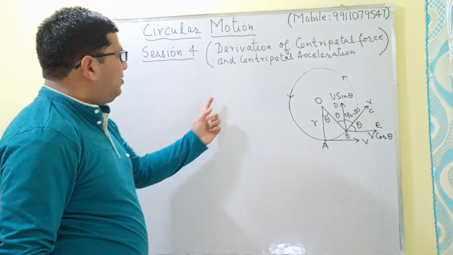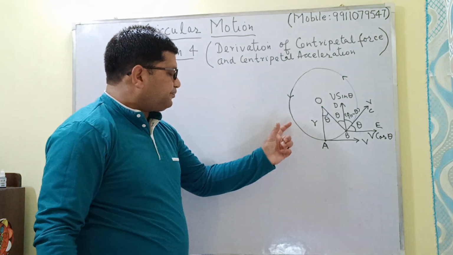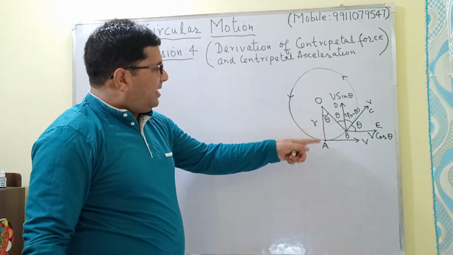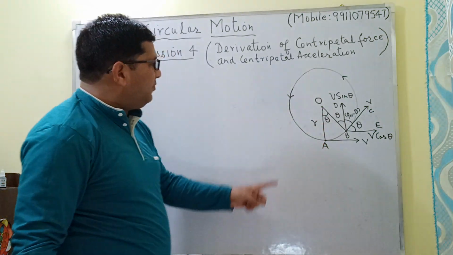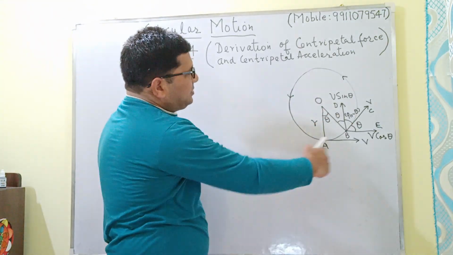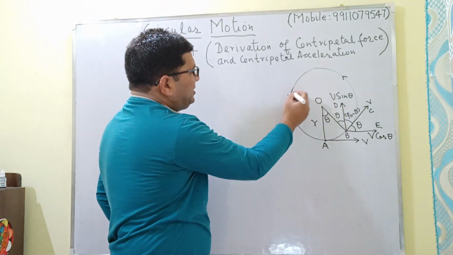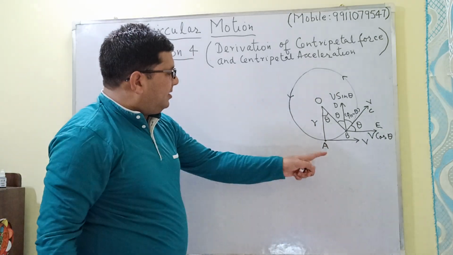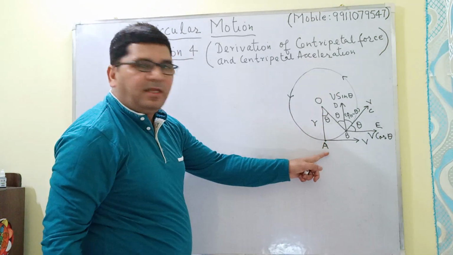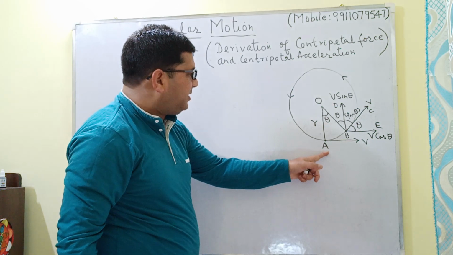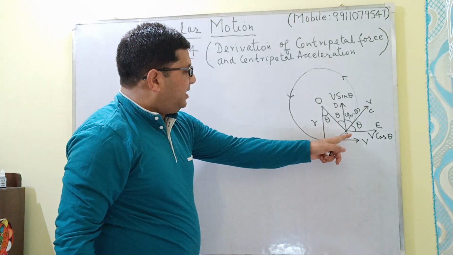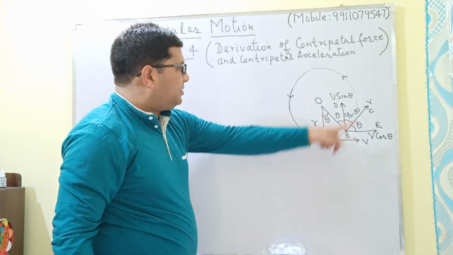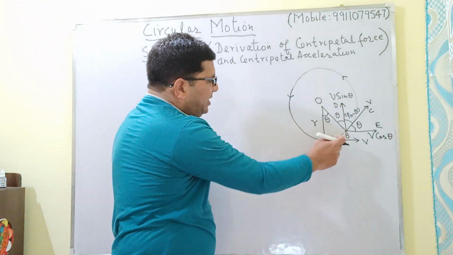So here, in order to cut short the time, I have already drawn one figure in which an object is moving in a circular path as indicated by these arrows, and I have taken A as the bottommost point of that object, and B is another point on this circular path which is very close to A.